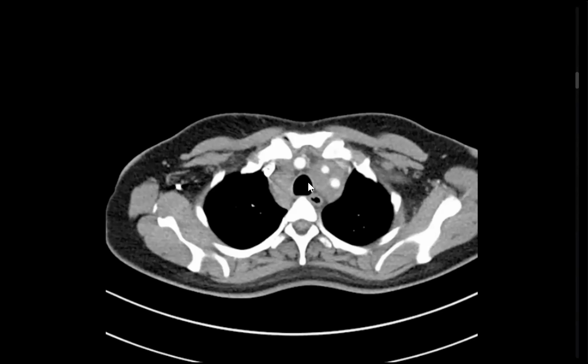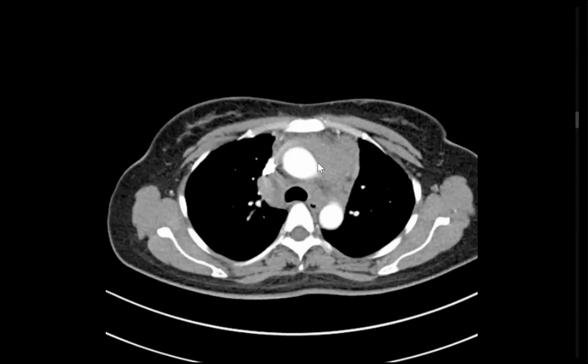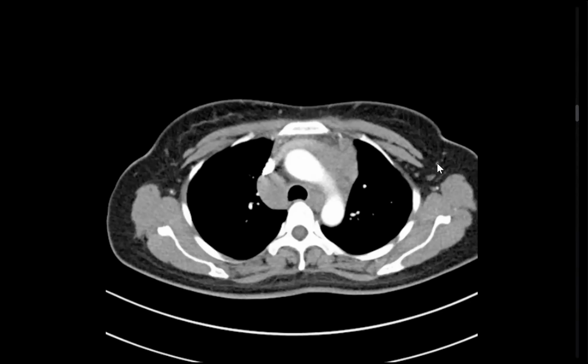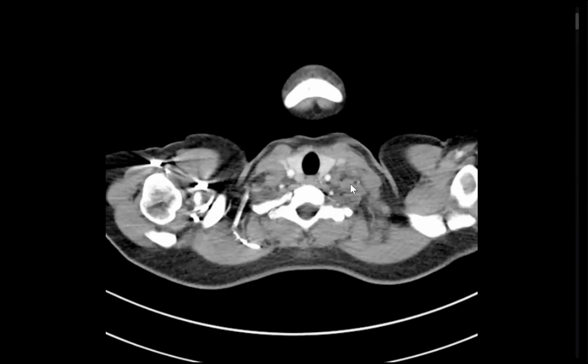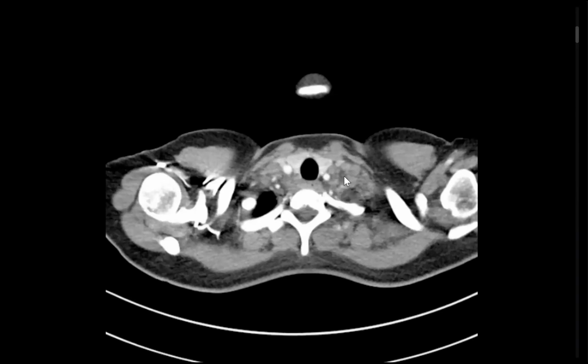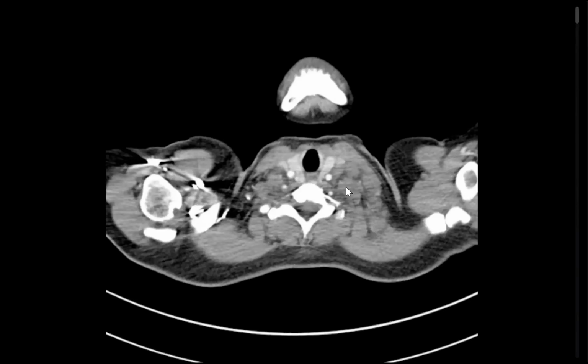Sir, for any mediastinal mass, any suspected case of lymphoma, or any suspected TB, please comment on the presence or absence of axillary lymphadenopathy and also neck lymphadenopathy. We have here some neck lymph nodes, correct? Yes, some lymph nodes in the neck.